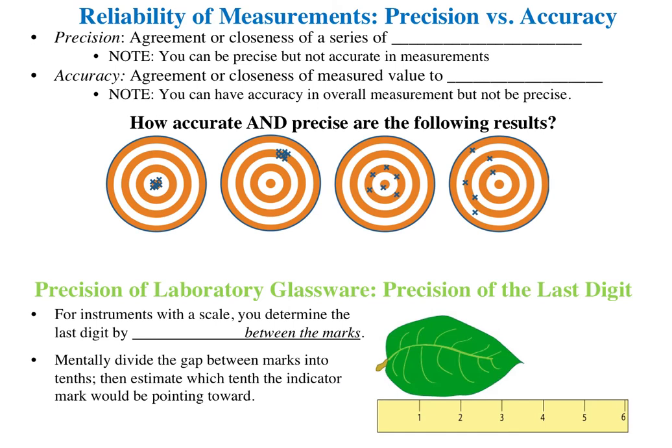Okay, after we make measurements, we want to determine how reliable they are. We can do that in the form of precision and accuracy. Precision is how close those measurements are to each other, so the agreement or closeness of measured values.